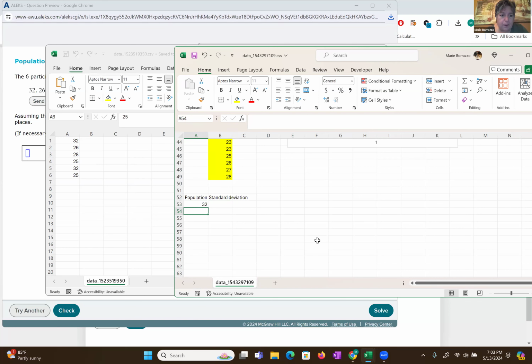All right. So you have 32, you have 26, you have 28, you have 25, you have 32, and you have 25 again. So this is all of the data. Whether it's in order or not in order, it does not matter. So in this type of writing, you have to remember, I talked to you about measures of center. So let me talk to you about that real quick.